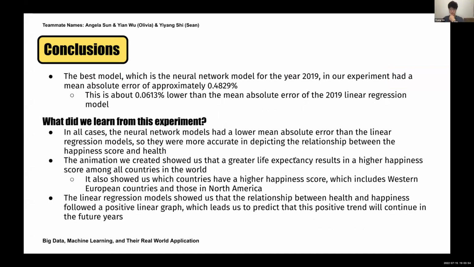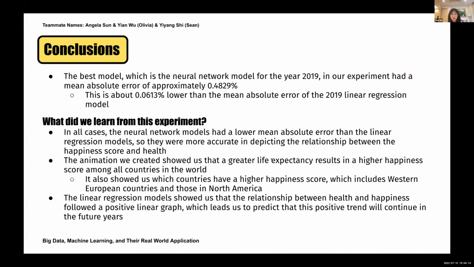In conclusion, the best model is the neural network model for the year 2019. In our experiment, it had a mean absolute error of approximately 0.4829%, which is about 0.0613% lower than the mean absolute error of the 2019 linear regression model.